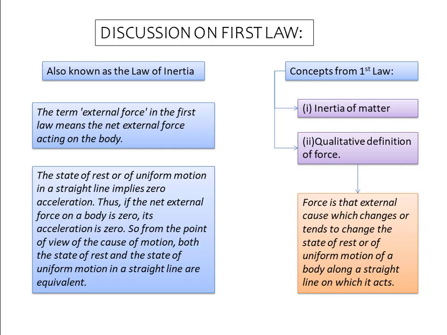Now, two important points regarding the first law. The term external force in the first law means the net external force, that is, the vector sum of all the forces acting on the body. The second point is that the state of rest represents zero acceleration. Likewise, uniform motion in a straight line also implies zero acceleration. That means if the net external force on a body is zero, its acceleration is zero. So, from the point of view of the cause of motion, we can say that both the state of rest and the state of uniform motion in a straight line are equivalent.